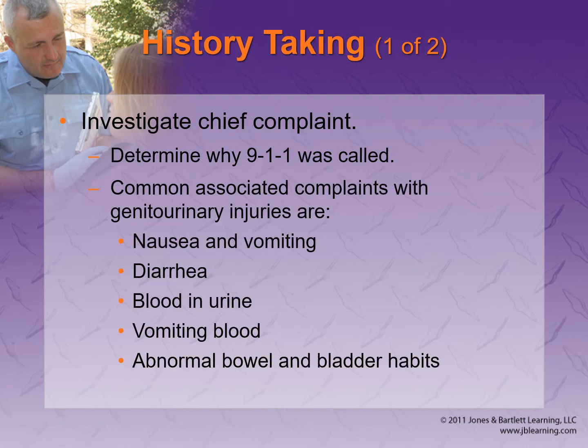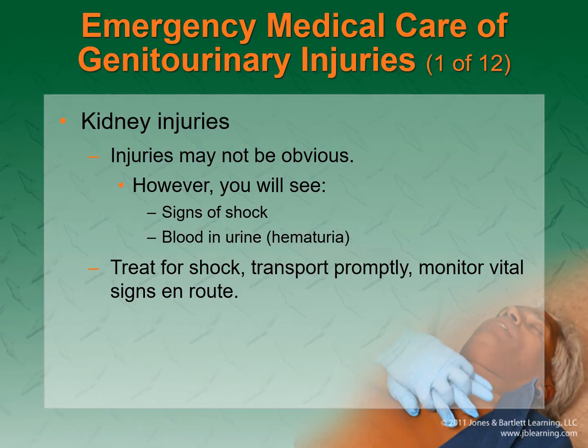So we just talked about this already. Nausea, vomiting, diarrhea, blood in urine, vomiting blood, abnormal bowel or bladder habits, all of those things are red flags for something wrong. Okay. Kidney injuries may not be obvious, but if they're bad enough, you can see some signs of shock, and you could see blood in urine.